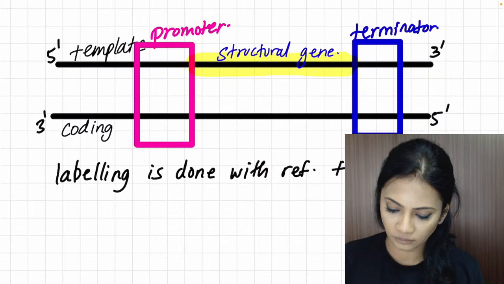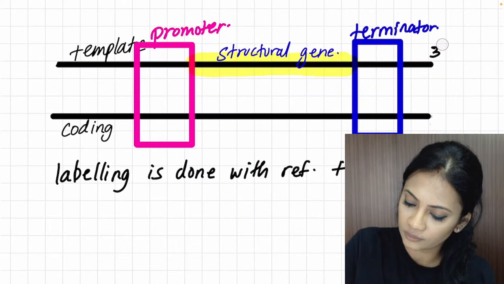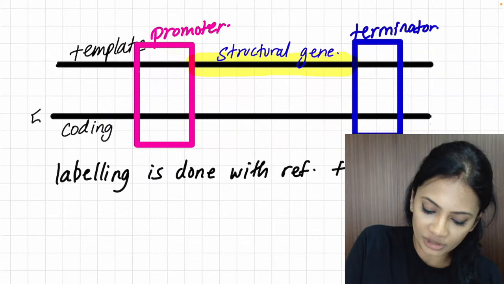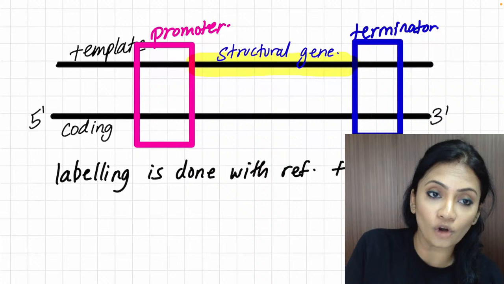Oops. Sorry kids. Yahan pe galti ho gayi. Ma'am ka dhyan nahi tha. The 5' end, 3' end. So the promoter is at the 5' end of the coding strand. This is 3', this is 5'.